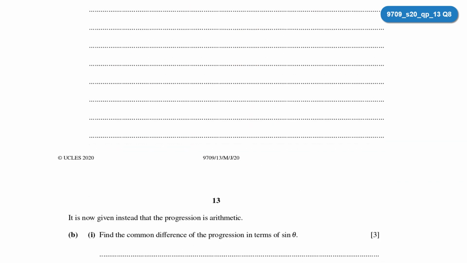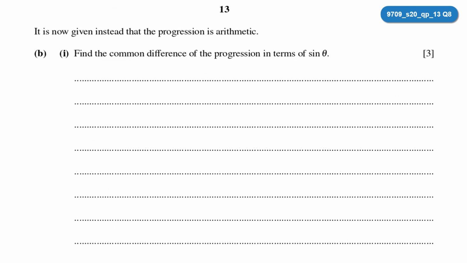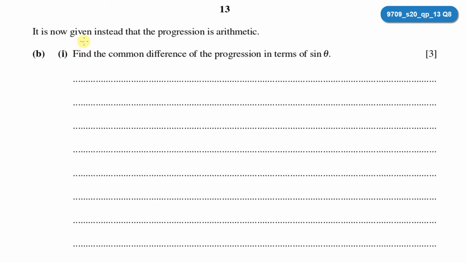Let's scroll down to part B. It says, it is now given instead that the progression is arithmetic. So on B part 1, find the common difference of the progression in terms of sine theta.